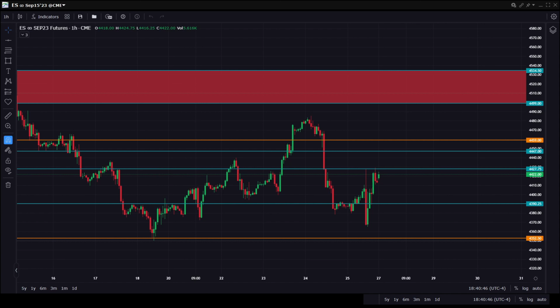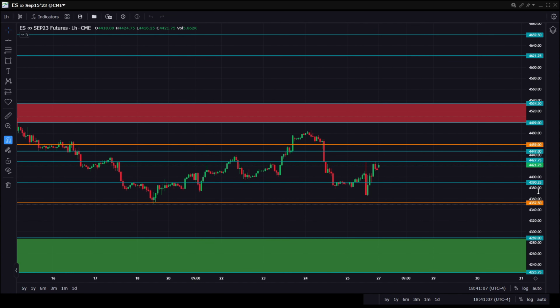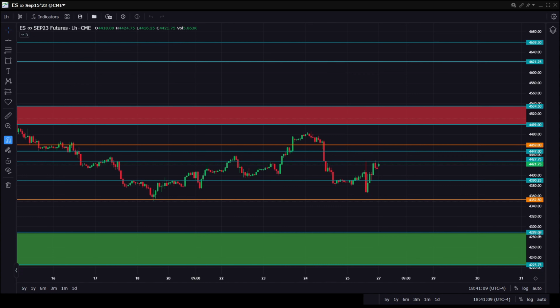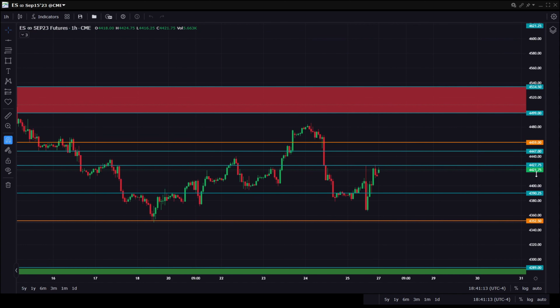First ticker is going to be the ES Futures, S&P 500. I'm still using the continuous September contract. So my analysis coming into this week, I have my daily supply up at that 4499, the bottom of the zone, and the top of that zone at 4534.50. And for daily demand, I do have this 4289 as the top of the zone, 4225.75. Last week we got some pretty good volatility.